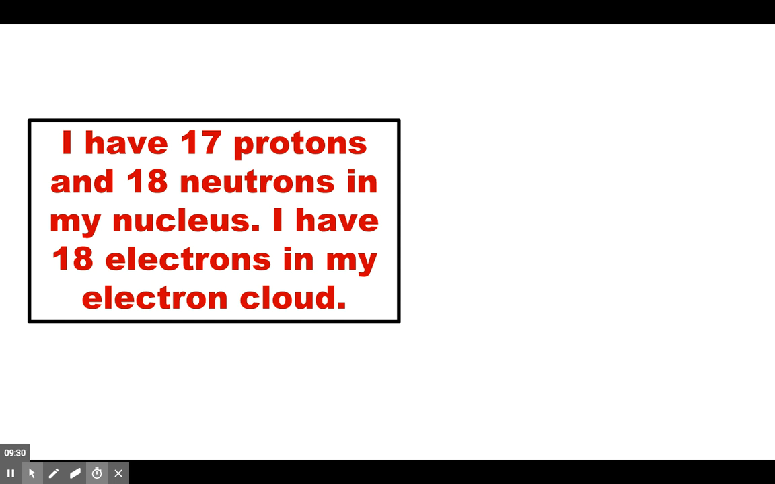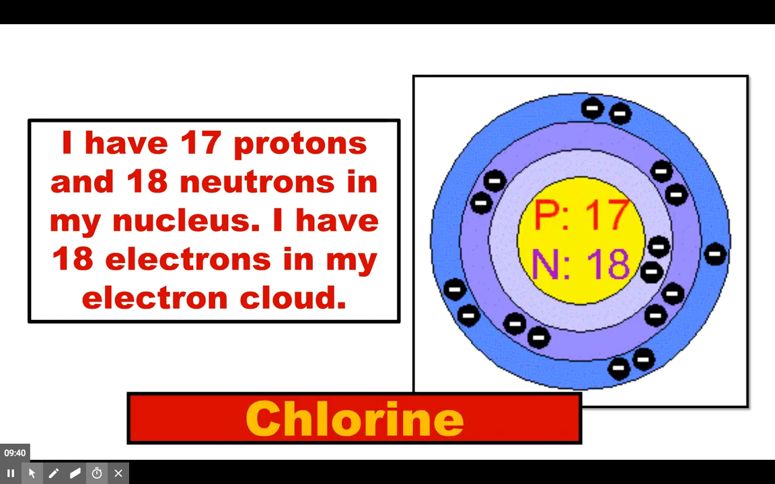All right, so we should have taken the number of protons, which was 17, and went to atomic number 17, and our element was chlorine. So here's a very nice picture of chlorine. It has 17 protons, 18 neutrons.